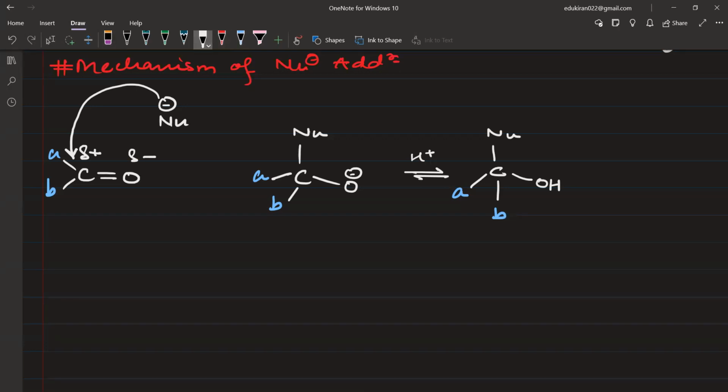This reaction is also reversible. Now this first step is the slow step. Okay, the second step is very fast because it is an acid base reaction, abstracting H plus.